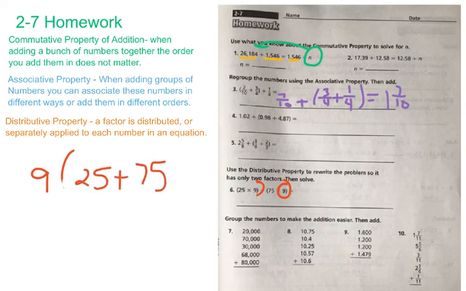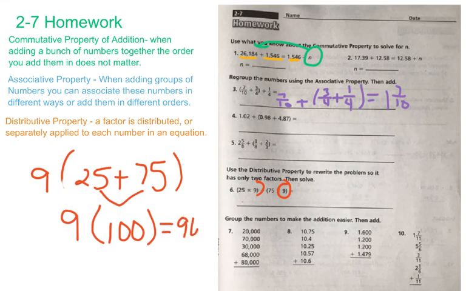plus 75. However, it asks you to bring this problem down to 2 factors. So you're going to have to solve what's on the inside, right? What's in the parentheses first, and bring your equation down to 2 factors. So it's now going to be 75 plus 25 is equal to 100, and 9 times 100 is equal to 900. So you can write those equations on the line.